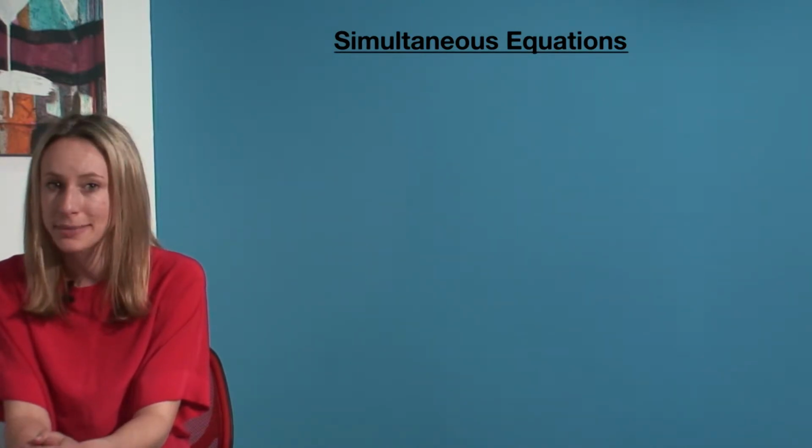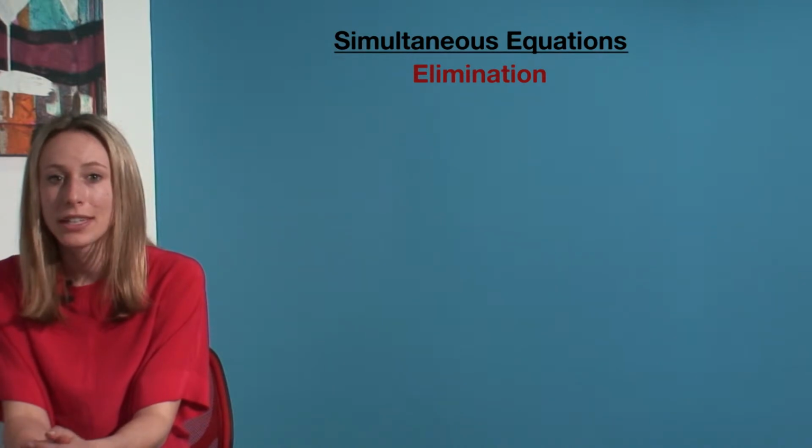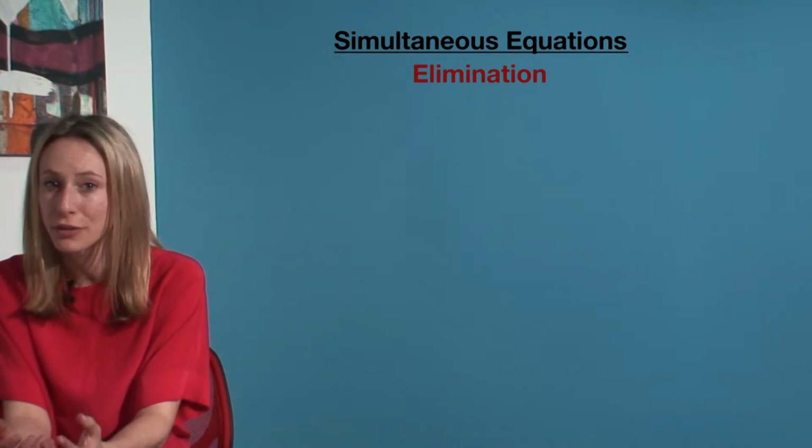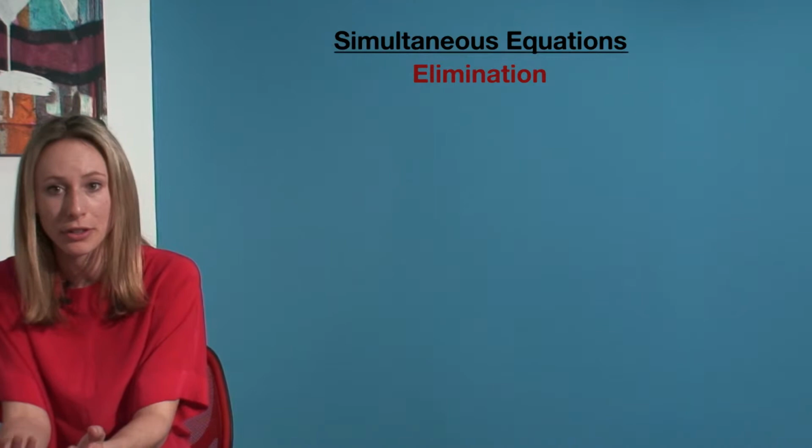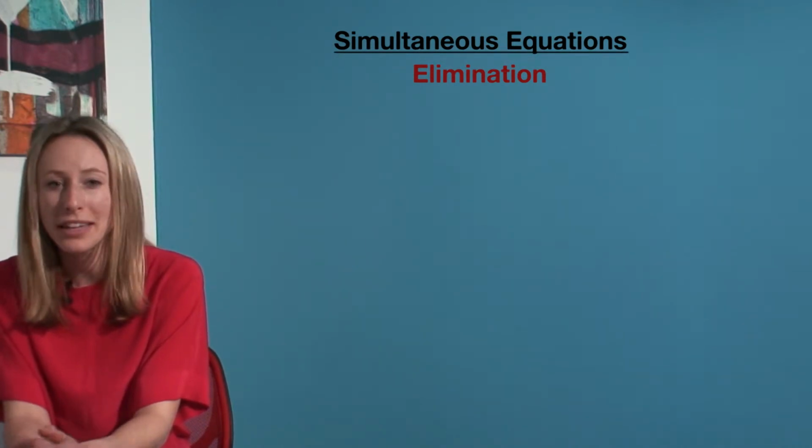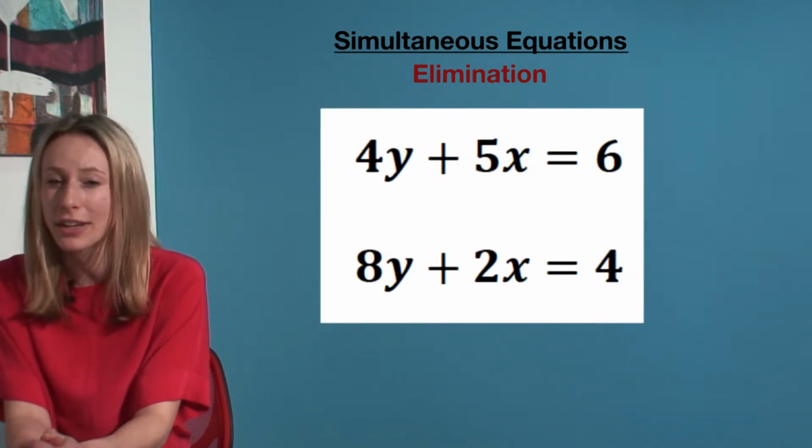There are two main methods used to solve simultaneous equations. One is the elimination method, and the other is using matrices. Elimination is done by making the coefficients of one of the variables the same across both equations, then minusing the two equations to eliminate the variable.